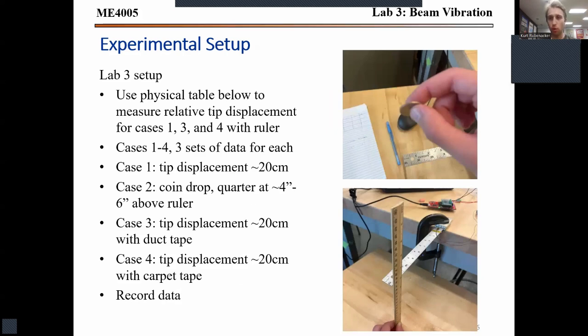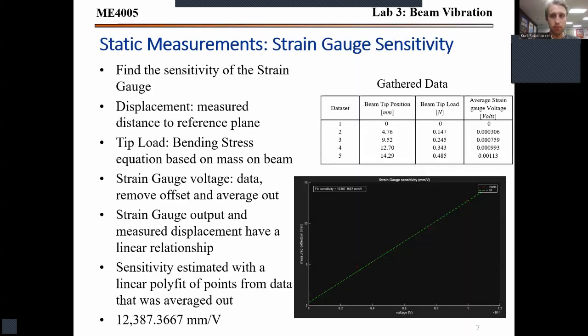Then for cases 1 through 4, for cases 1, 3, and 4, you take your finger and displace the ruler by 20 millimeters, or 2 centimeters. With a coin, you raise a quarter 4 to 6 inches above the ruler. To get these measurements, I took a reference plane, a little rolly table, right under it, as you can see in the bottom photo. I put a ruler there and then pushed it down, got the approximate right answer, then clicked my mouse and let go. Then record the data.